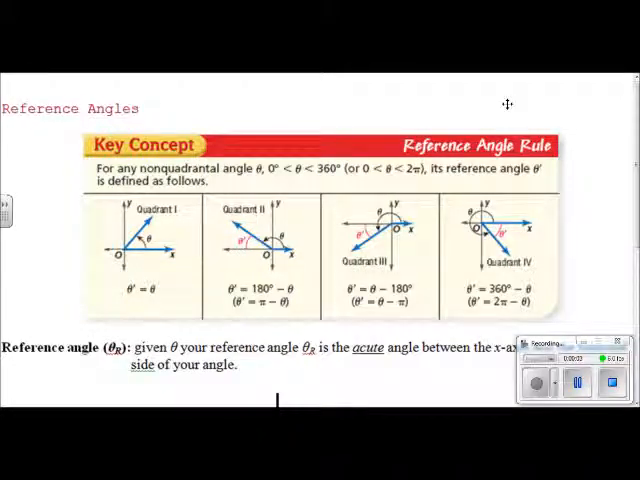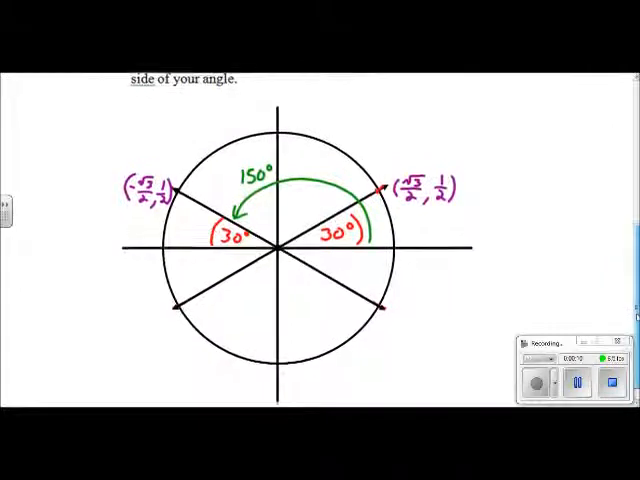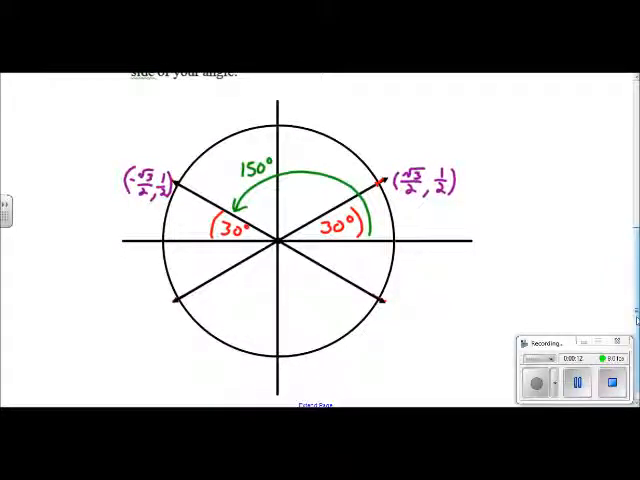Continuing on with our lesson 13.3, I'm going to be talking about reference angles here. First I'm going to show you why reference angles are so cool and useful, then I'm going to show you how to find them.